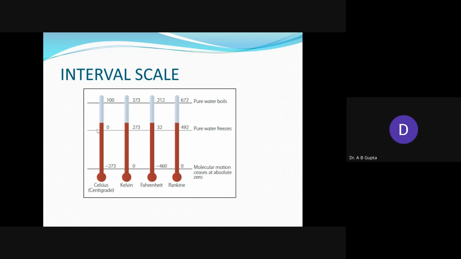30 degrees Celsius is 3 times hotter than 10 degrees Celsius. This thing you cannot say. This does not have any meaning. So this is interval scale.